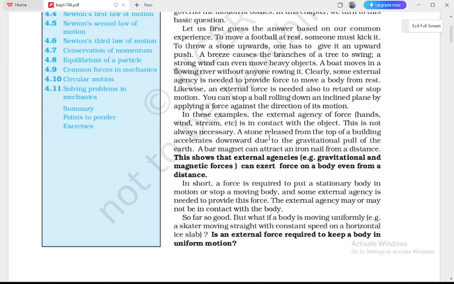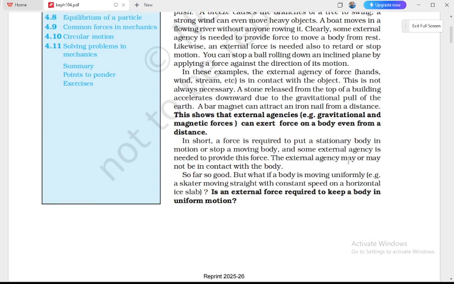A stone released from the top of a building accelerates downward due to the gravitational pull of the earth. A bar magnet can attract an iron nail from a distance. This shows that the external agencies, the gravitational force and magnetic force, can exert force on a body even from a distance. In short, a force is required to put a stationary body in motion or stop a moving body, and some external agency is needed to provide this force. The external agency may or may not be in contact with the body.